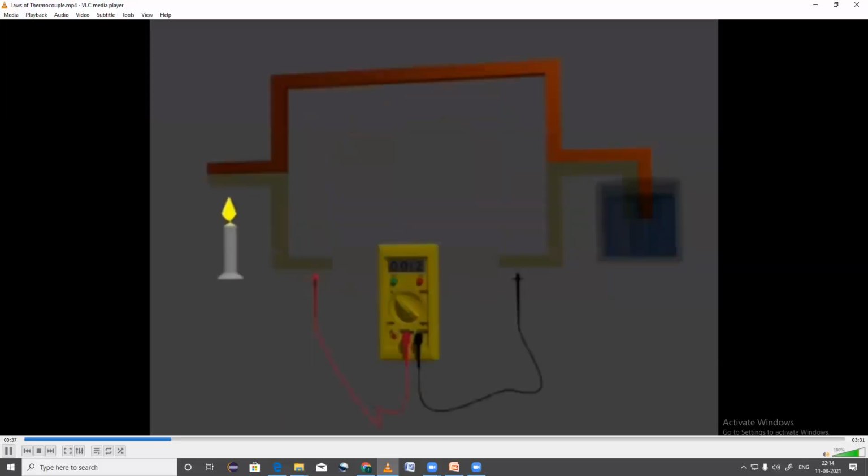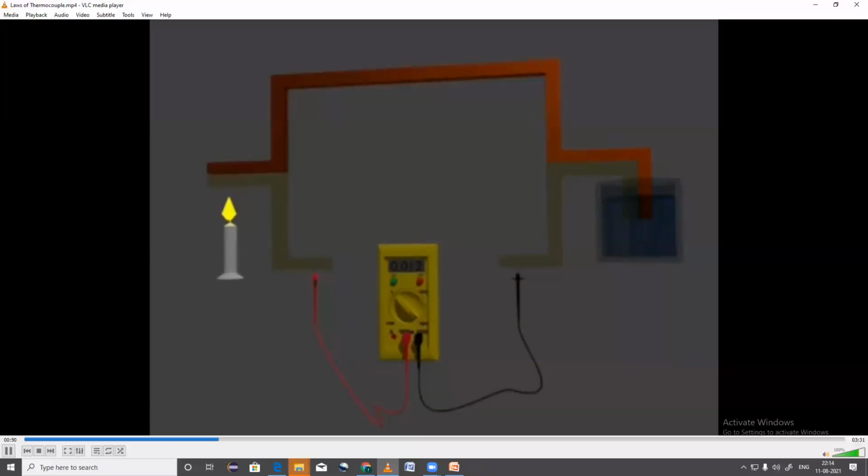There are two bimetallic junctions formed. One is this one, and another is this one. Now this junction is heated by this candle flame, and this junction is immersed in this ice water. Now we will connect one sensitive multimeter, as shown here. You see, this meter is giving some reading. This is nothing but the voltage between these hot and cold junctions.